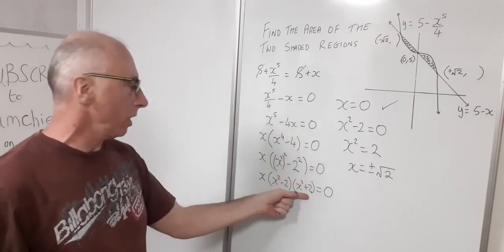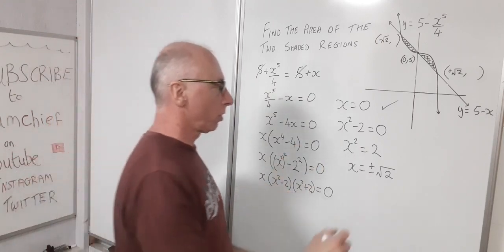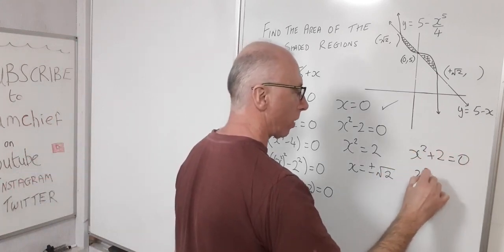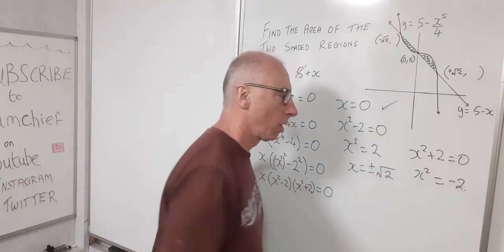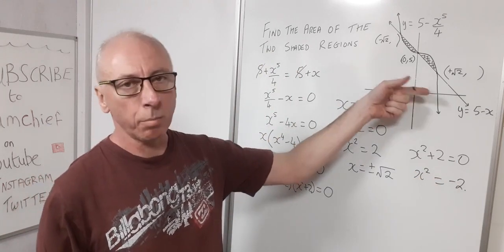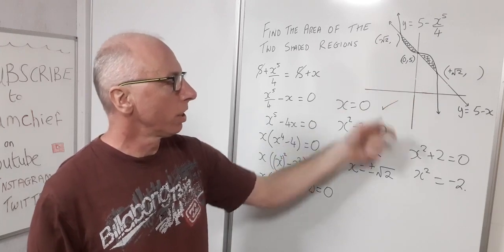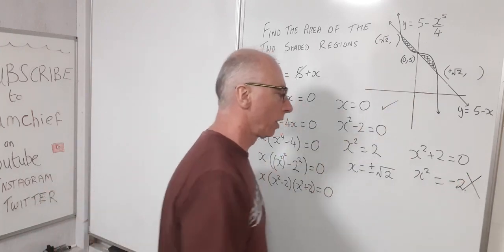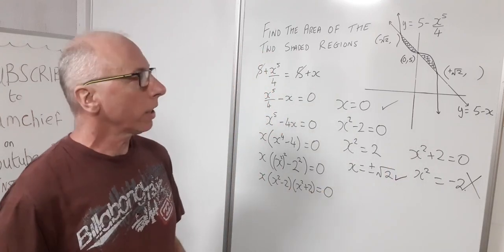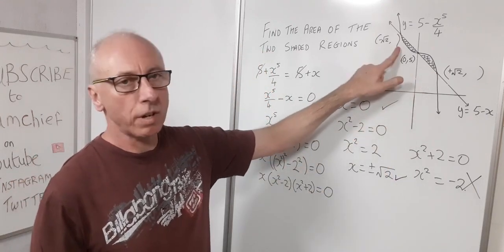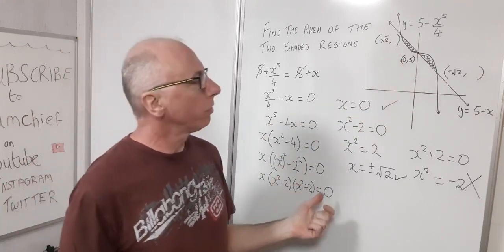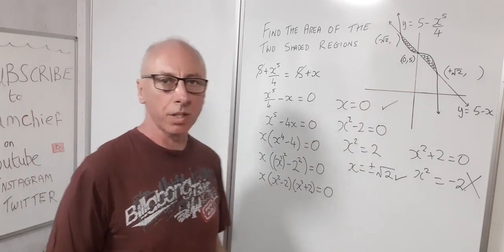Okay, so now what about this one? x squared plus 2 equals 0. So x squared equals minus 2. Well, now we're into complex numbers, and there are no complex numbers in this question. So this one here, we don't need. This is what we need, and that's what we need. Okay, so now we've got our x values for the points on our graph. Now we can take this off the board, and let's go and find out what the area of these shaded parts is.